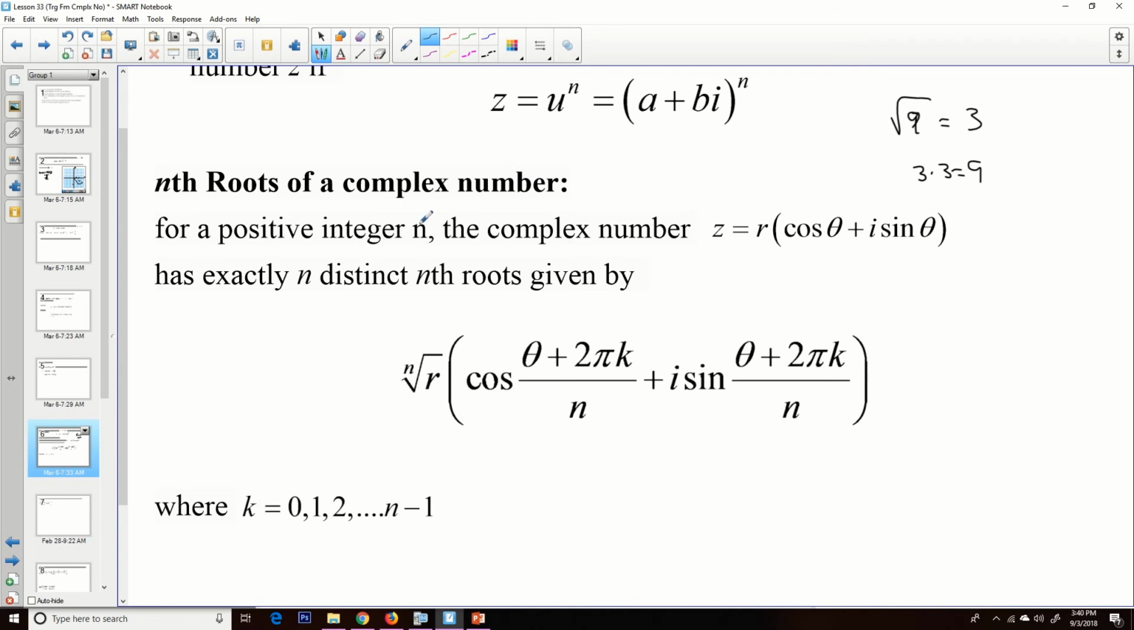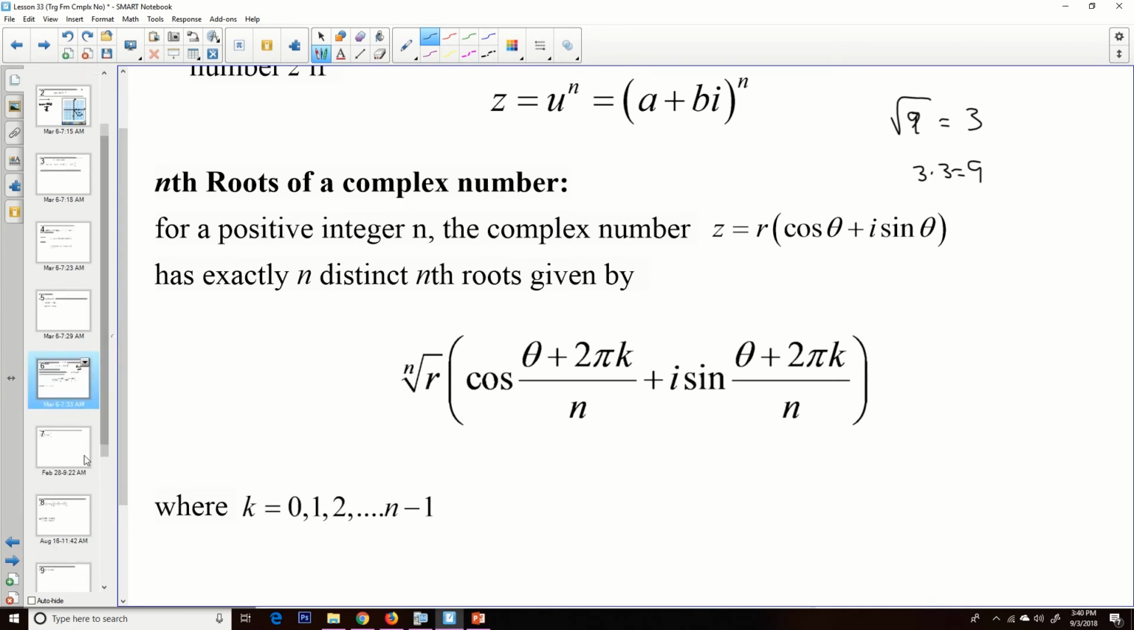For a positive integer n, the complex number that is in trigonometric form has exactly n roots given by the nth root of r times all of these values, where this k is all of the values starting from 0 through n minus 1. Now, the reason that we go to n minus 1 and not to n is because normally if I say there are n things and we start counting 1, 2, 3, 4, 5, we go up to n. But here they want us to start counting k values with 0. So 0 is the first value, 1 is the second value, 2 is the third value, n minus 1 would be the nth value.